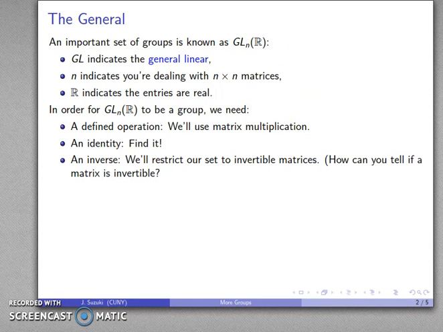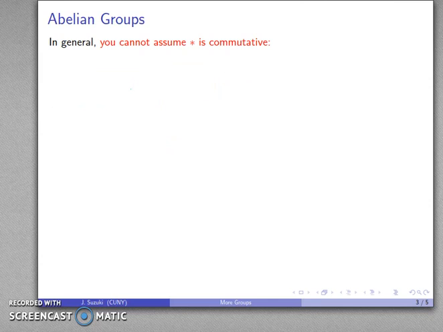And here's a quick review from linear algebra. Make sure that you can determine whether a matrix is invertible. What do you look at? Now, the GLNR groups are useful because we know that matrix multiplication is not in general commutative. And again, as a reminder, in general, for a group, you cannot assume that the group operation is commutative. You cannot assume that A star B is the same as B star A.